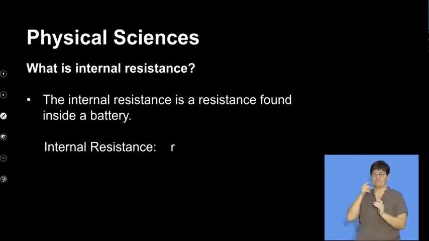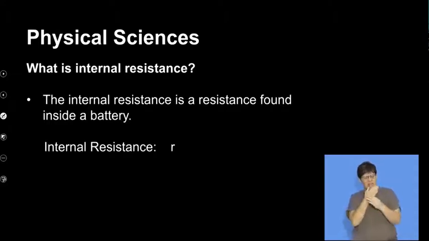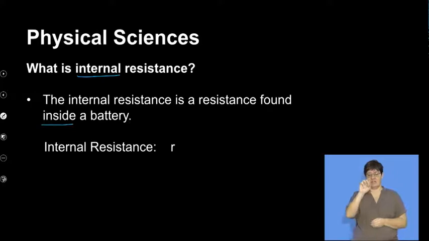Now the big question that we want to ask ourselves is, what is internal resistance? We need to create an understanding of what the internal resistance of a battery is all about. The internal resistance is a resistance found inside the battery. The word internal suggests that this resistance is inside the source or the battery. The symbol for internal resistance is small letter r, while we know that the uppercase R generally represents resistance as an electrical physical quantity.